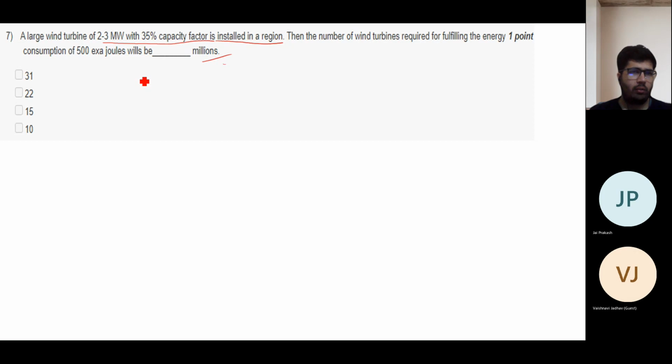You have the capacity of 2 to 3 megawatt. The capacity factor is also mentioned. And the 500 exajoules is the per year energy requirement. Okay. So try to calculate the available energy from the wind and the consumption. Based on that, you can find out the number of wind turbines. First, calculate how much energy can be generated from a single wind turbine. And you know the total energy required. So by dividing that, you can find the number of wind turbines required.